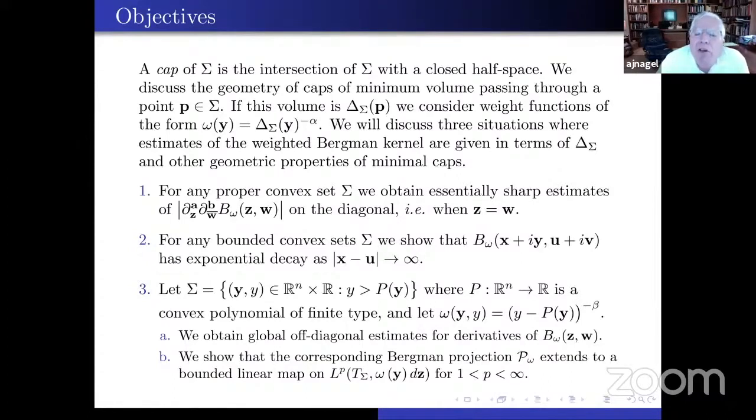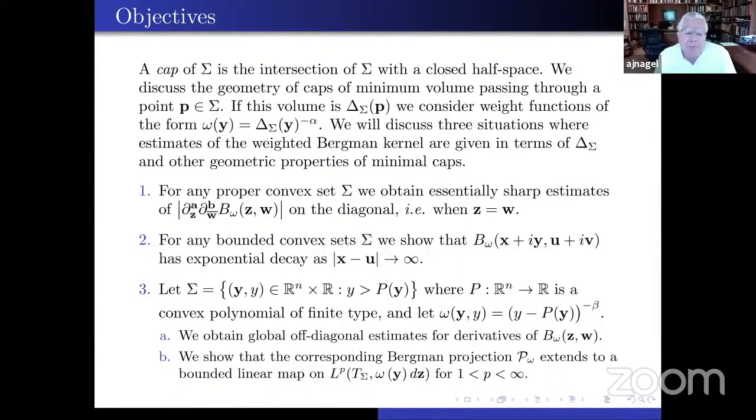And this is really an advertisement for thinking about the role of these minimal caps. After discussing these minimal caps, I want to discuss three explicit situations in which the weighted Bergman kernels can be estimated in terms of this quantity delta. So what are they? First of all, I want to show that if I take an absolutely arbitrary proper convex set, then we can get essentially sharp estimates on the diagonal for the weighted Bergman kernel. If we restrict and look at bounded convex sets, then I'm looking at the point x plus iy, u plus iv, and so x is not necessarily equal to u. And we want to show that this has exponential decay as that difference goes to infinity.